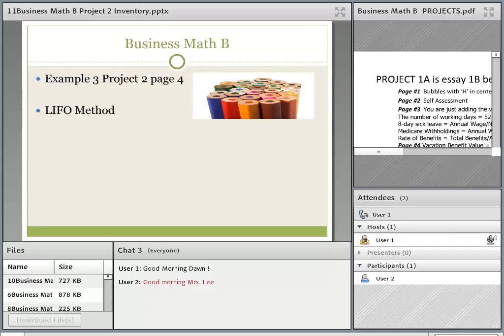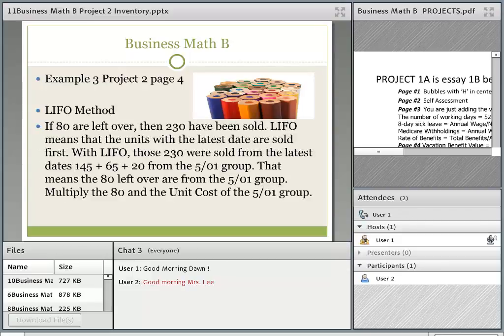When the stocker's putting it on the shelf, he's putting the new ones to the front. He's just shoving everything to the back, putting the new ones on the front. So the last in is first out. Now you know what is happening with that, and you also know you're going to use the earliest date to multiply by.